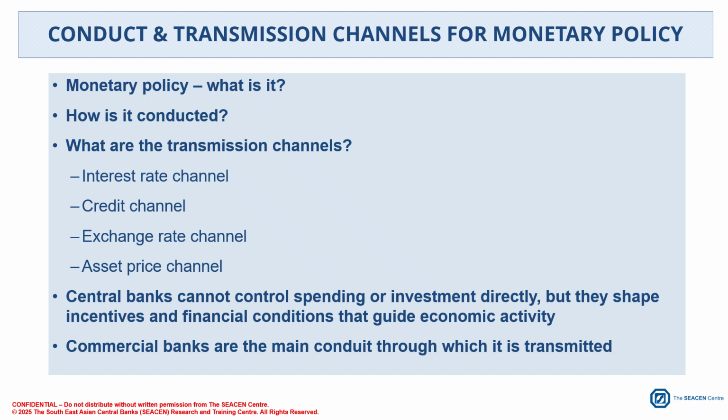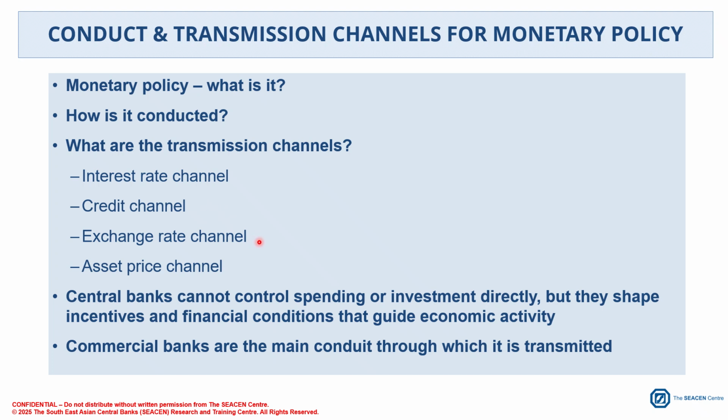So, what are the transmission channels? The transmission channels are the interest rate channel. The interest rate channel works by altering the borrowing costs, affecting consumption and investment decisions. It is implemented through changes in the central bank policy rate. The credit channel reflects how policy affects banks' lending capacity and the availability of credit. This can be implemented through changes in reserve requirements or by altering macroprudential buffers.